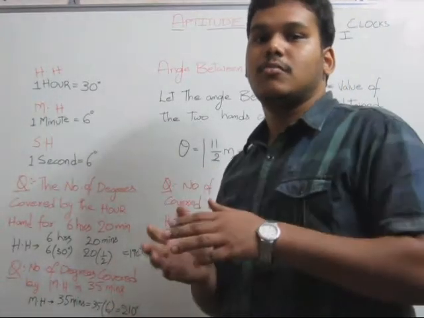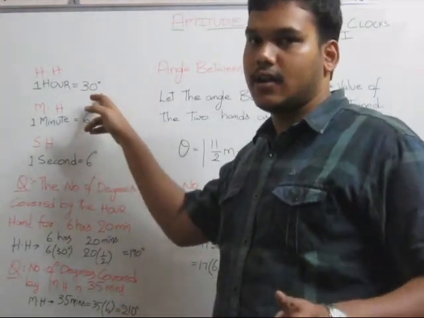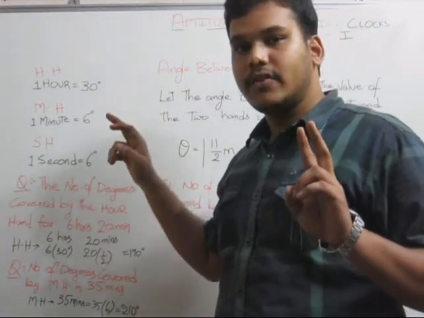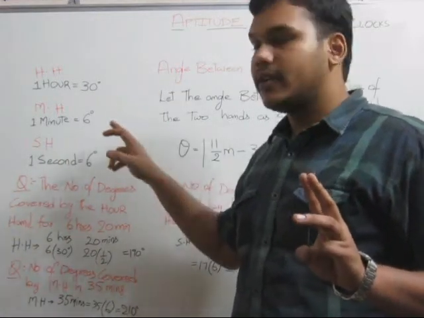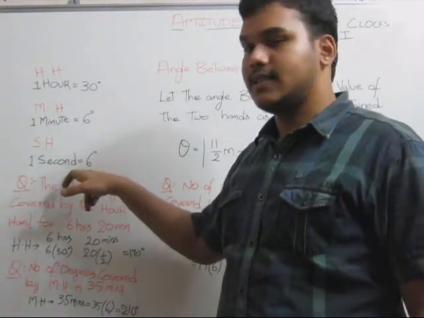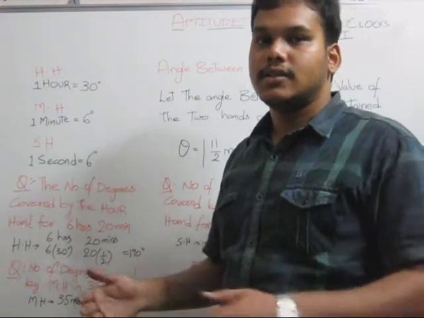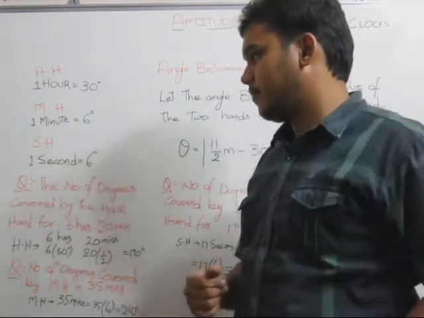As we learned, the number of degrees covered by the hour hand is 30 degrees for 1 hour, by the minute hand is 6 degrees for 1 minute, and by the seconds hand is 6 degrees for 1 second. Now let us see how a question can be asked from this concept.